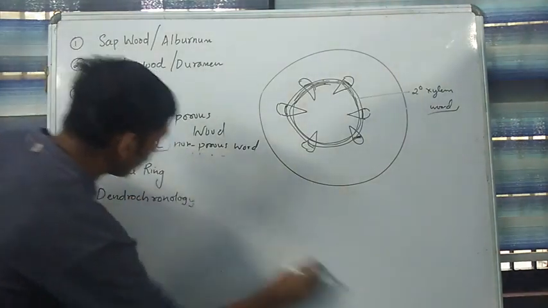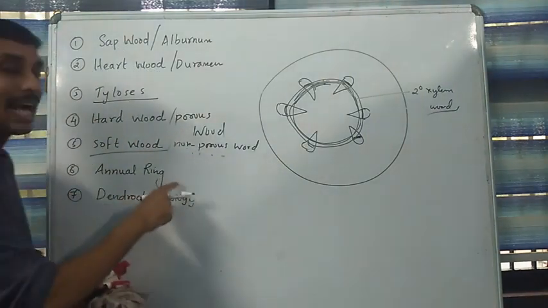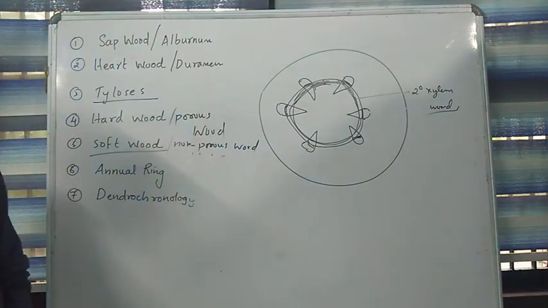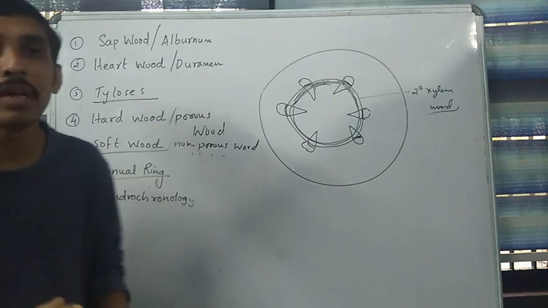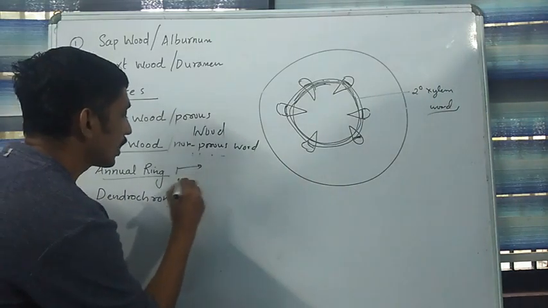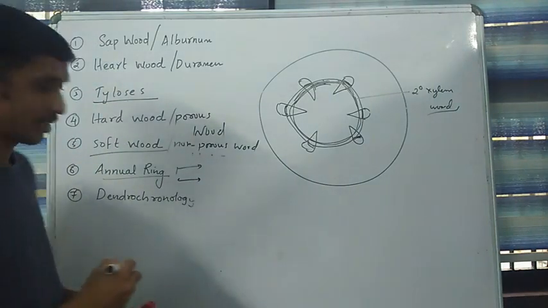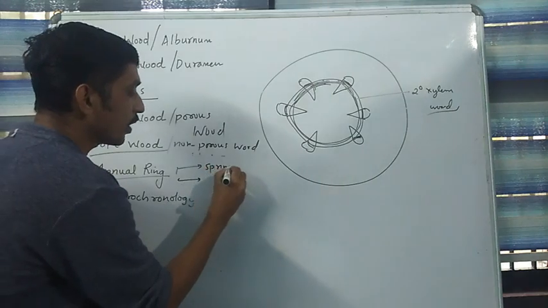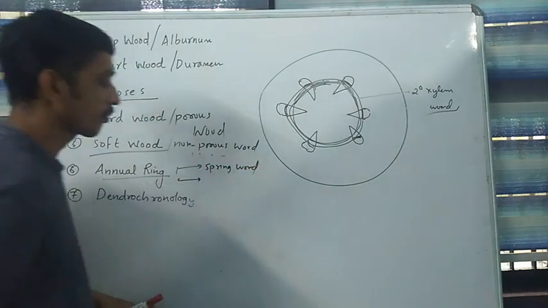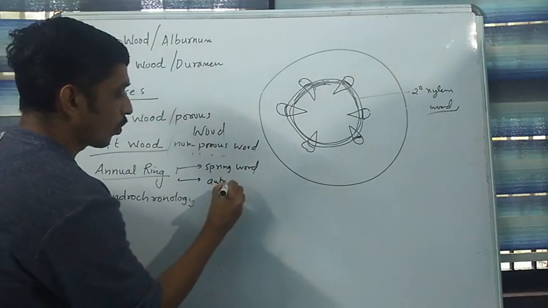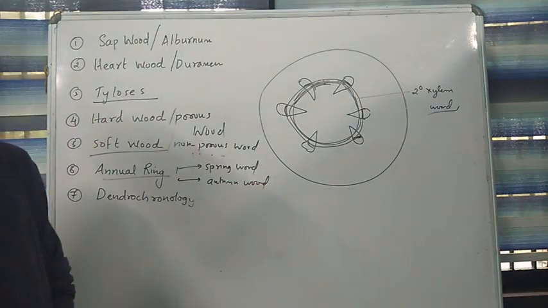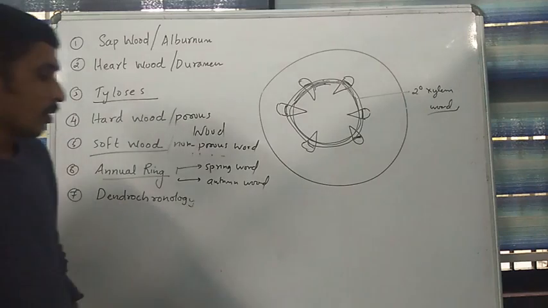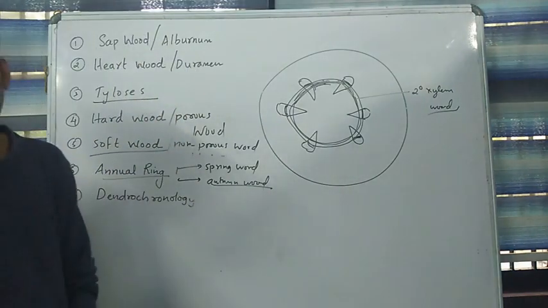And when we move into another topic, annual ring. Before going to study annual ring, we have to understand two things. One is called spring wood. The second one is called autumn wood. First of all, let us try to understand spring wood and autumn wood.